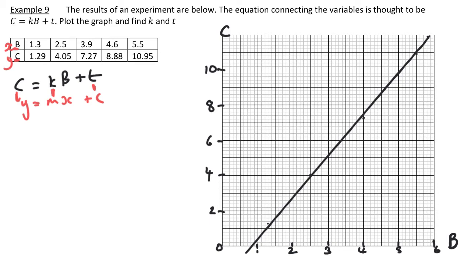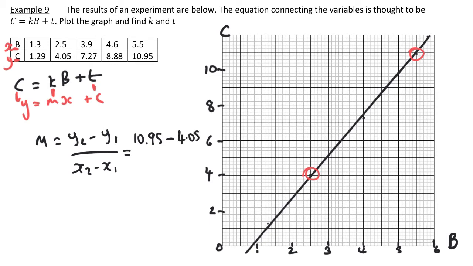So what we need to do is work out the gradient, and to do that we need to pick 2 points that are on the line. So we'll pick this one and this one. The gradient is the y difference divided by the x difference, so y2 minus y1 over x2 minus x1, which is 10.95 minus 4.05 divided by 5.5 minus 2.5, which works out to be 2.3.